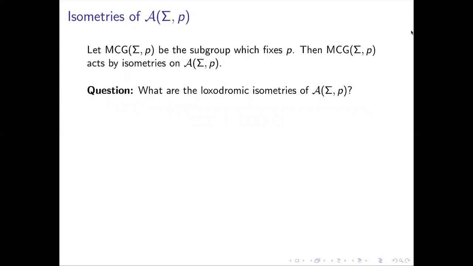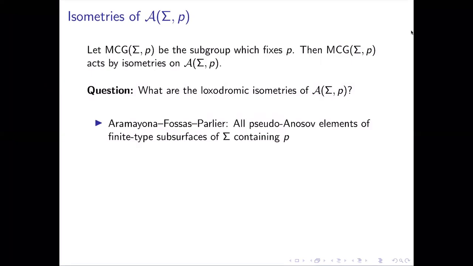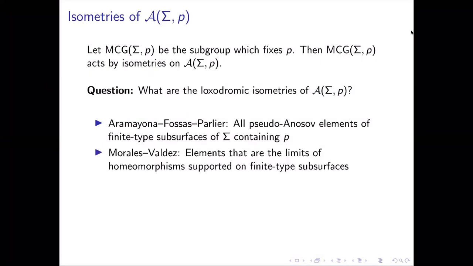So the question becomes, what are the loxodromic isometries of this graph for the action of this subgroup? Well, Aramayona, Fossas, and Parlier show that if you have an element of the big mapping class group which is supported on a finite type subsurface and is pseudo-Anosov on that finite type subsurface, and the subsurface contains the puncture, then that element will be a loxodromic isometry. Moreover, just recently, Morales and Valdez found some elements that are loxodromic isometries, and they constructed them as the limits of homeomorphisms that are supported on finite type subsurfaces. So these are some examples of the loxodromic isometries.